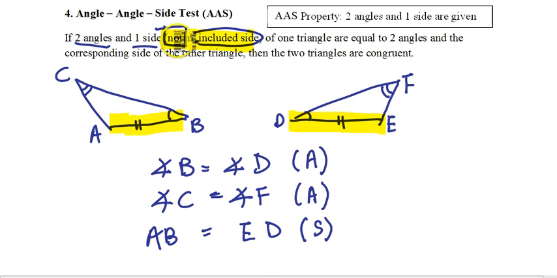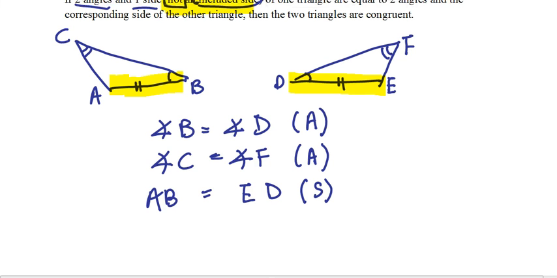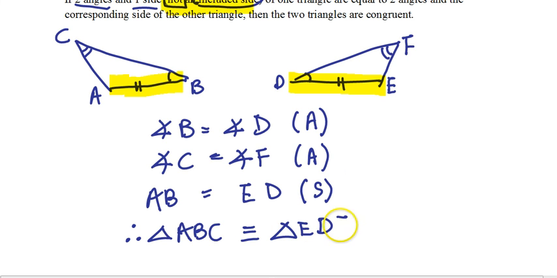So remember that for this property, the side cannot be an included side. And once you have this, you can prove that triangle ABC is congruent to, remember we must look at the order, AB corresponds to ED and C corresponds to F. And this is the AAS property.